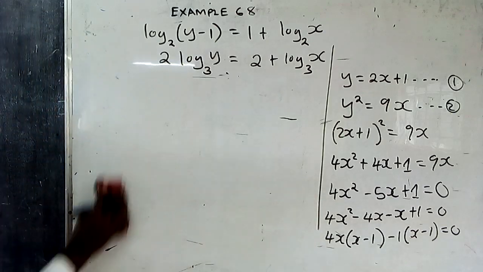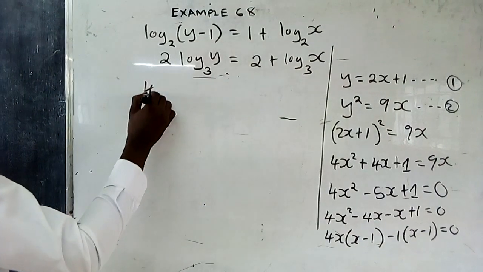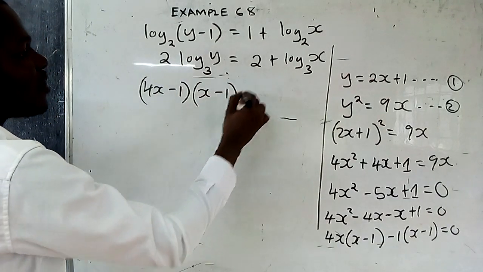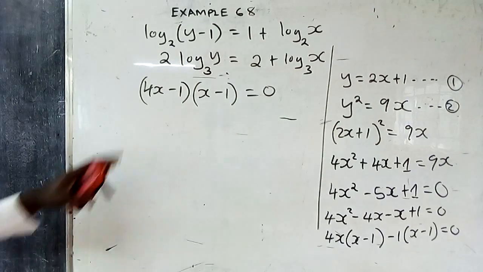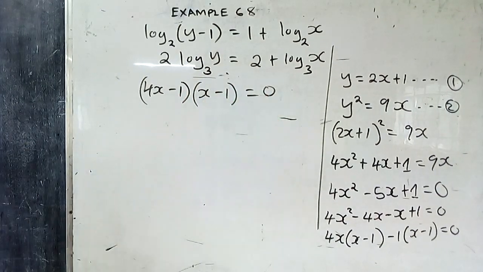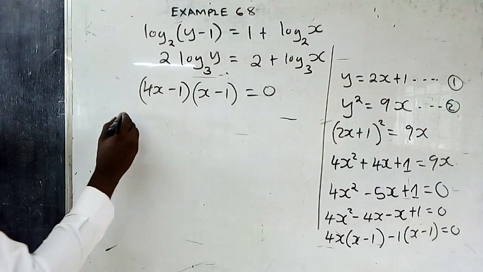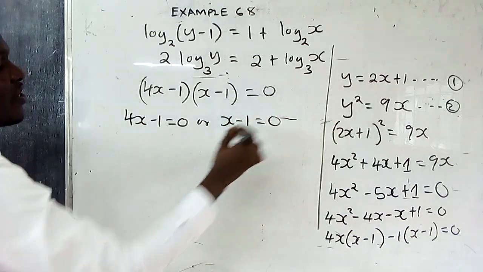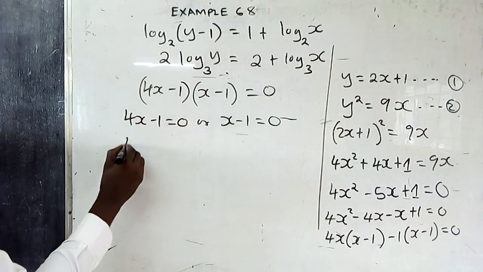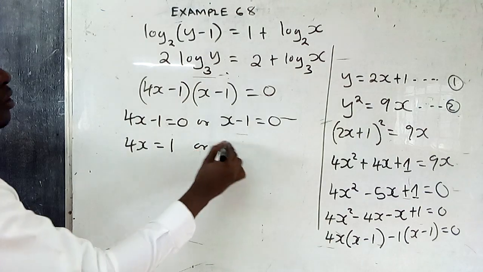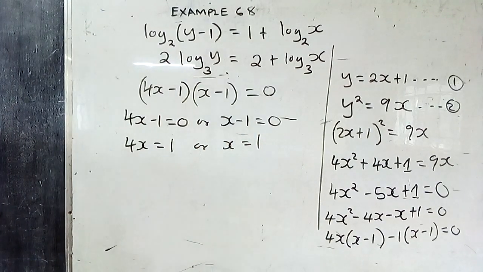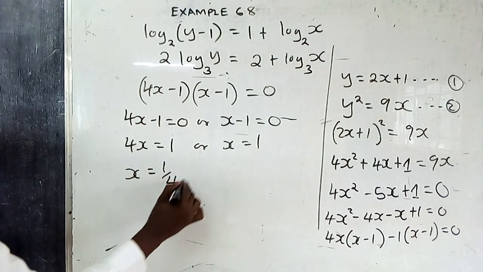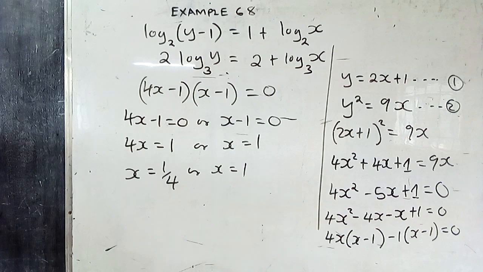Having done that, it means here we have (4x minus 1)(x minus 1) is equal to 0, so it is either the first factor which is 0 or the second factor which is 0. So either 4x minus 1 is 0 or x minus 1 is 0. So here we get 4x is 1 or x is 1. Are we together? So what is x here? x is 1 over 4 or x is 1.